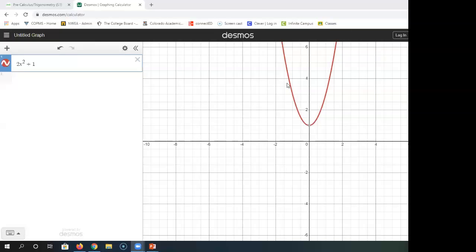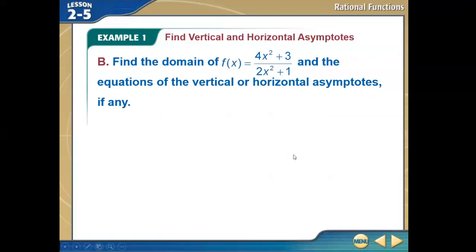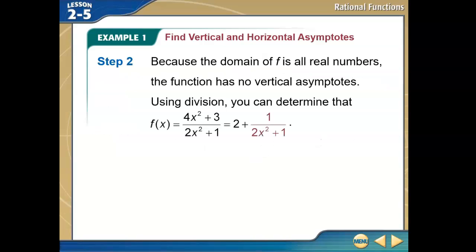So there are no real zeros for 2x squared plus 1. So it's a prime polynomial, so we can't factor it to find it. In this case, since there is no situation where this equals 0, there are no vertical asymptotes. The zeros of the denominator b of x are imaginary, so the domain of f is all real numbers. Or in other words, there are no vertical asymptotes.